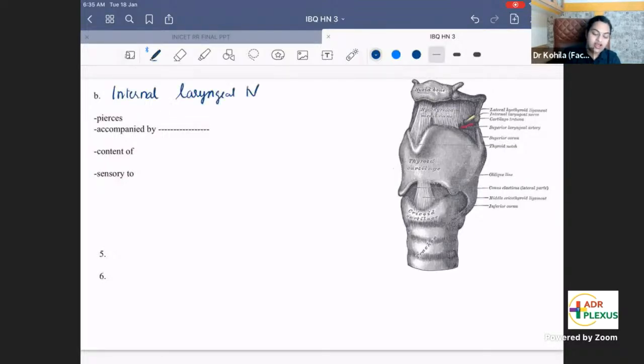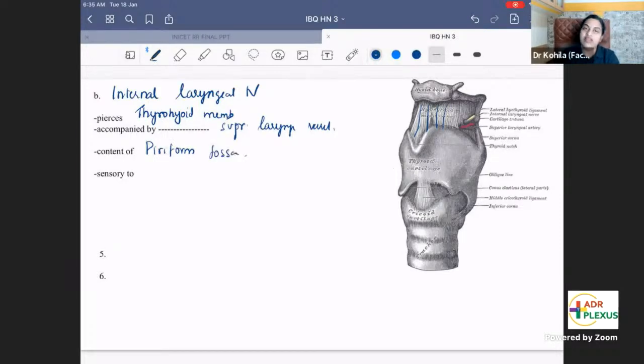The internal laryngeal nerve pierces the thyrohyoid membrane that you see here, accompanied by superior laryngeal vessels. And importantly, this internal laryngeal nerve is the content of the pyriform fossa. It is entirely sensory. It supplies the mucosa of the larynx above the level of the vocal fold. Okay. Then the vagus will give the cervical cardiac branches contributing to the cardiac plexus.